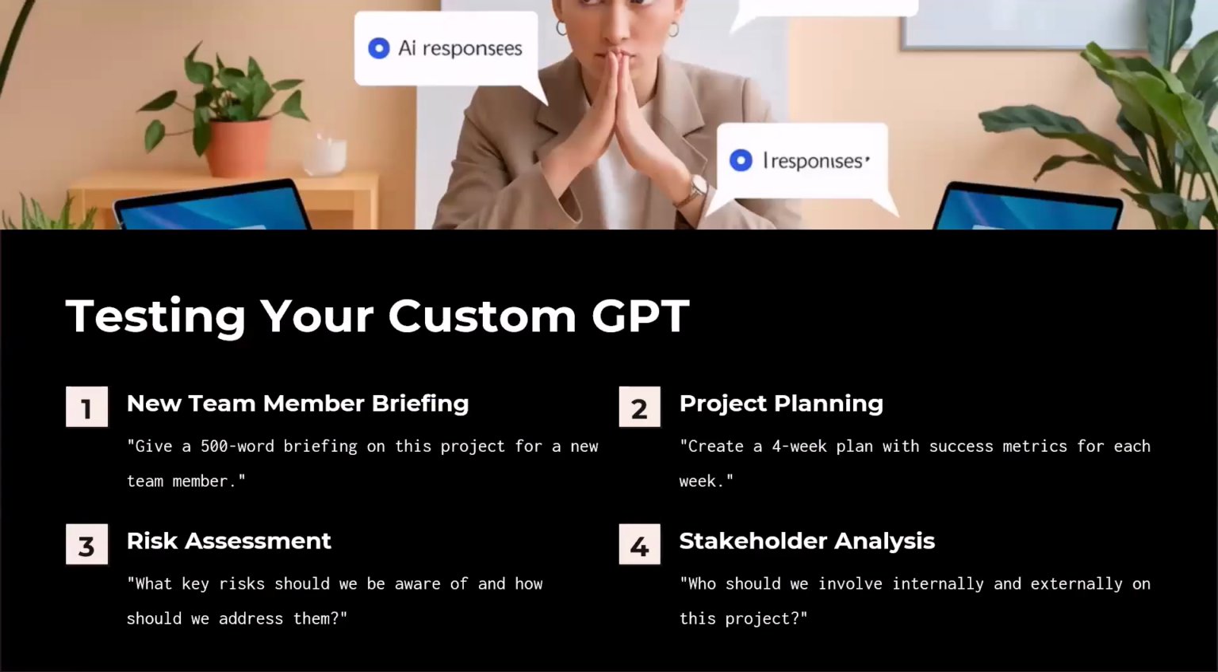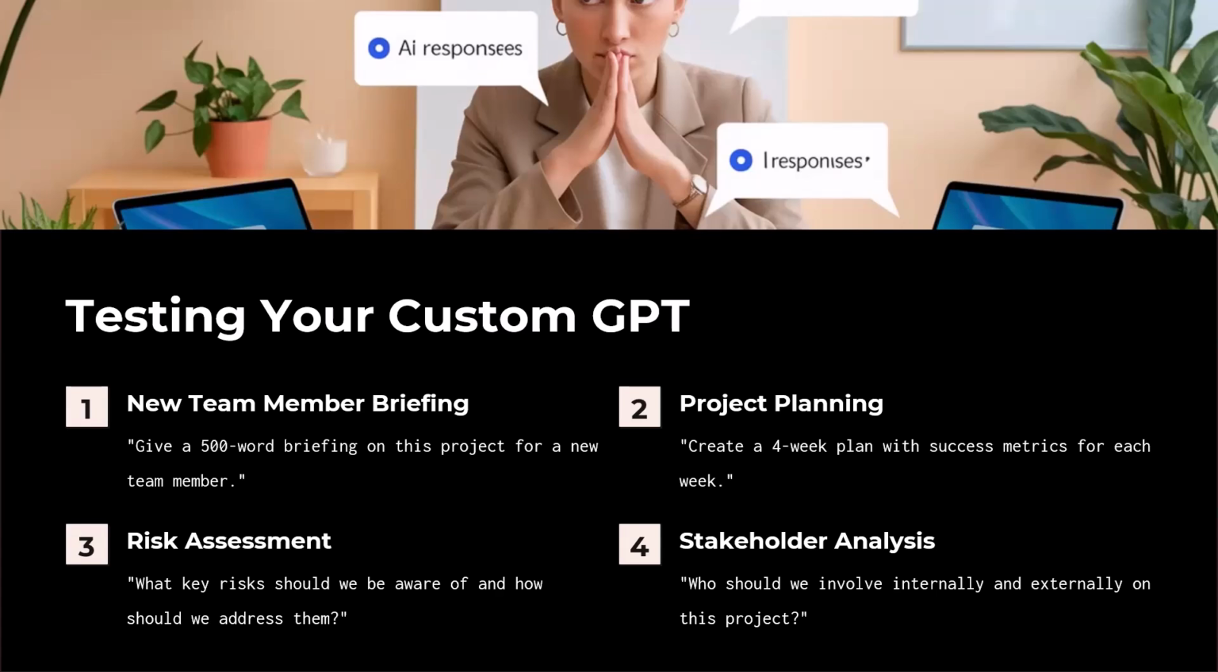So once you've got this done, you want to test out your GPT and see if it's actually giving you reasonable results. The problem with AI is that each time you do things, it gives you a different answer. But if you try out these questions, for example, I've got a new team member joining, give me a 500-word briefing. It'll tell you if it's understood what you want to do. You might say, look, give me a project plan. This is something I want to do over 4 weeks. Give me a week-by-week plan. Tell me the risks that are there. Tell me the stakeholders.